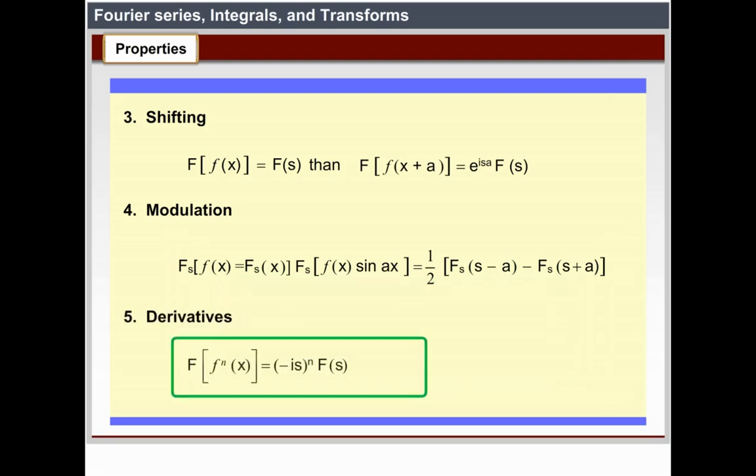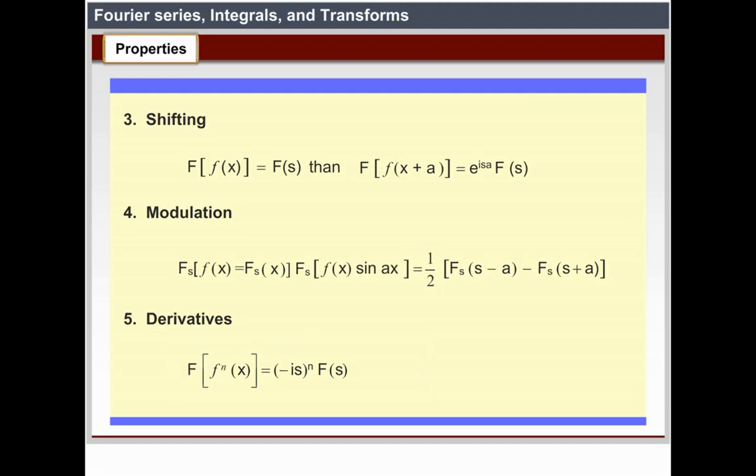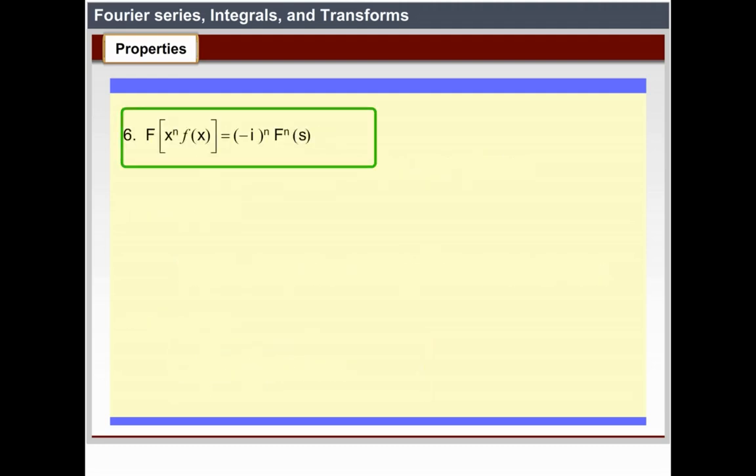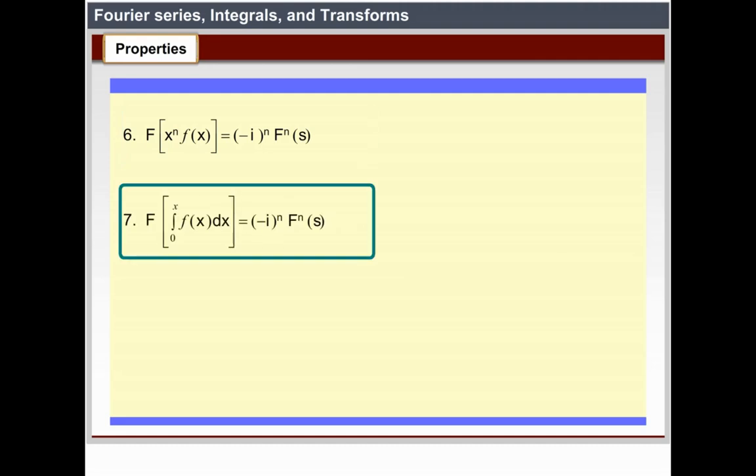Derivatives. F of f power n of x equals minus i whole power n into F power n of s. Number 6. F of x power n into f of x equals minus i whole power n into F power n of s. Number 7. F of integral 0 to x f of x dx equals minus i whole power n into F power n of s.